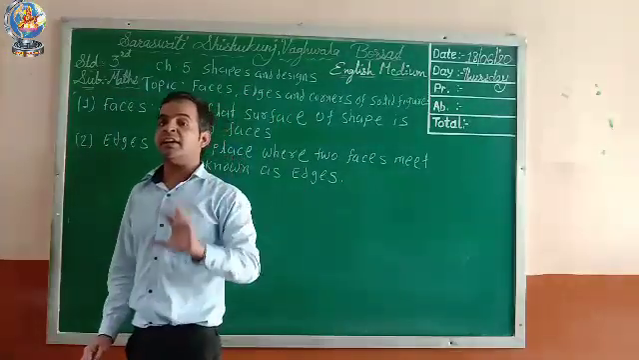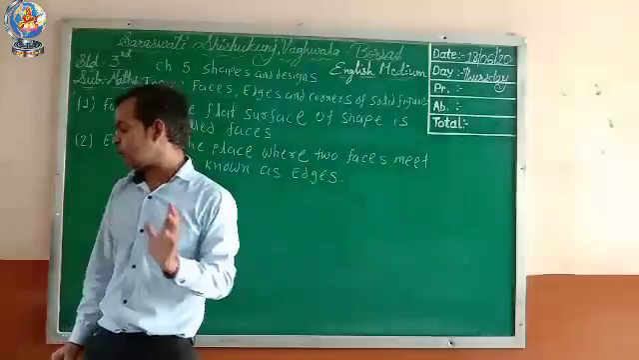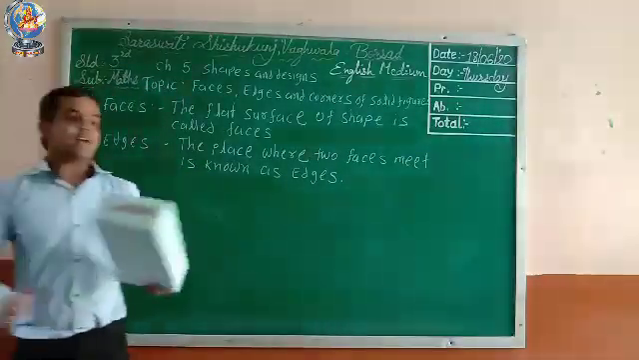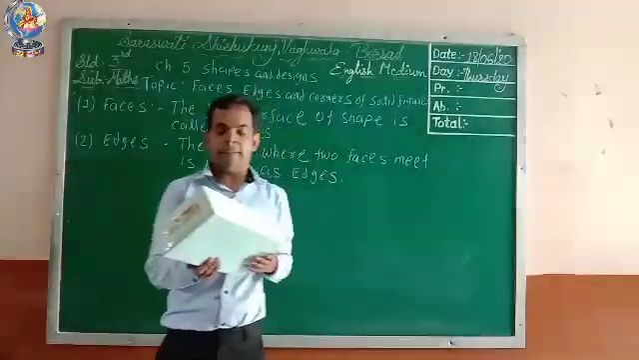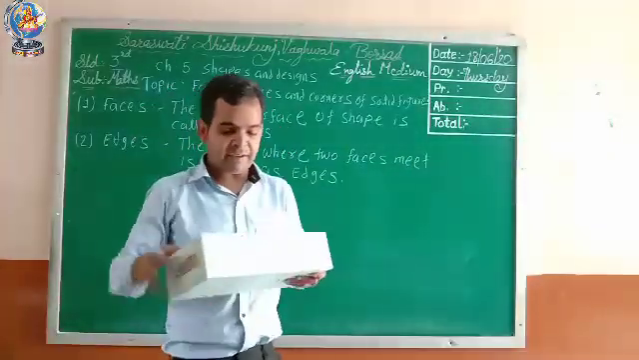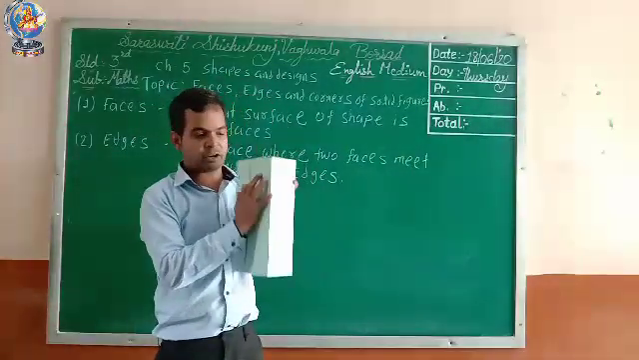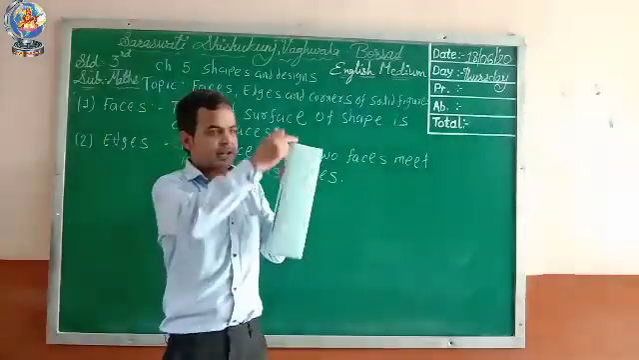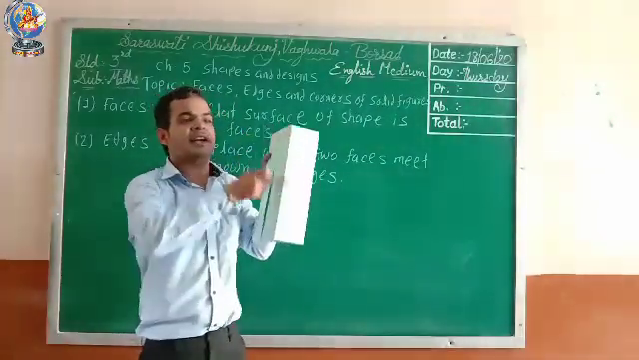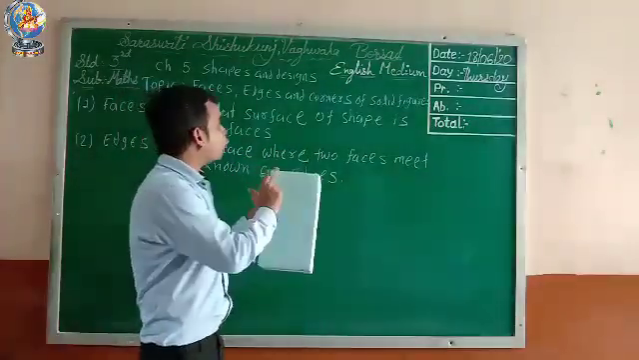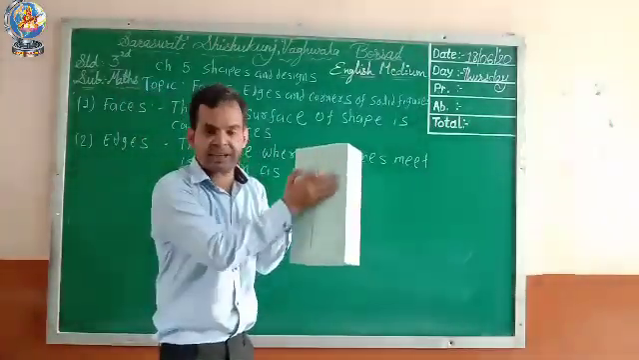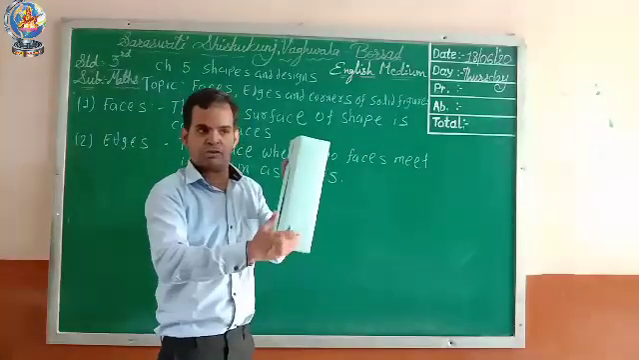We already learned about the faces. What are faces? Here I will show you the place where two faces meet. If you observe, here is one face and a second face, and that line we call the edge. Understood about that? Again I will show you where two faces meet: you can see the first face and second face of the cuboid.